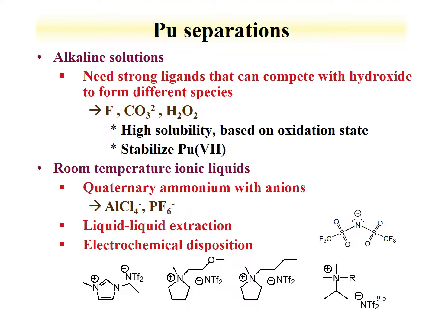And then finally, a review of what we just discussed with room temperature ionic liquids. There's some quaternary ammonium with anions we've discussed, liquid-liquid extractions as we gave a previous example, and then there's electrodeposition studies, and this is something that's really ongoing and a potential route for forming plutonium metal for both experiment and application purposes.